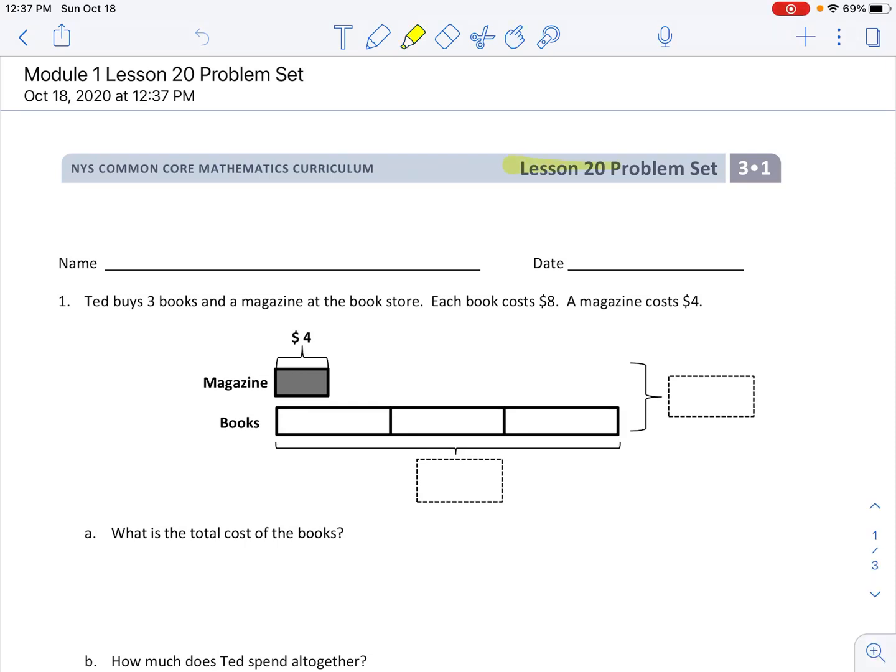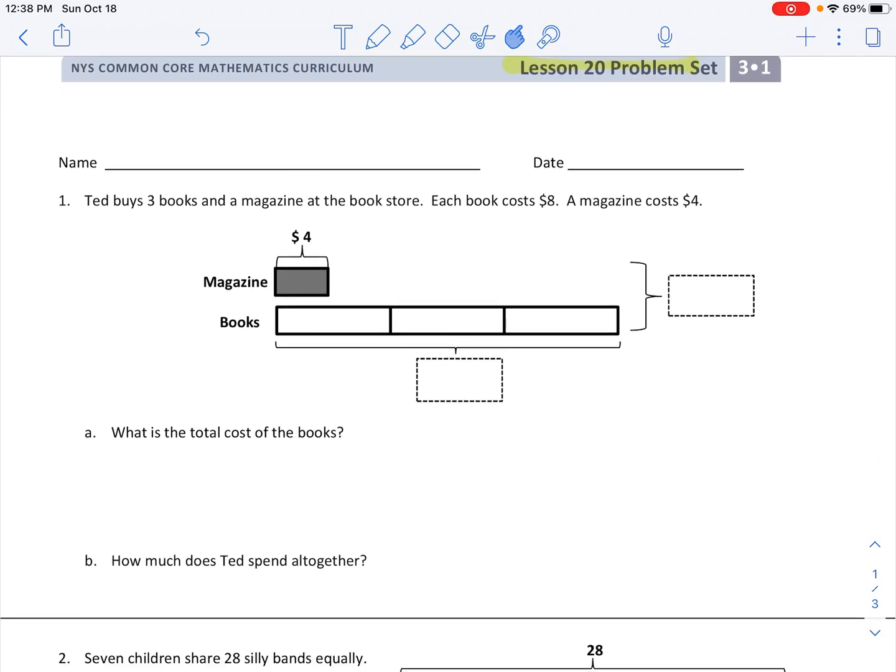Hey third grade, this is lesson 20 in module 1. This is our last official lesson in this module. Next week we're going to be moving on to some review, and then we're going to take a test on module 1, and then we're moving into module 2. We're going to be leaving multiplication like this for a little while, and we're going to be going on to some time and measurement in module 2.